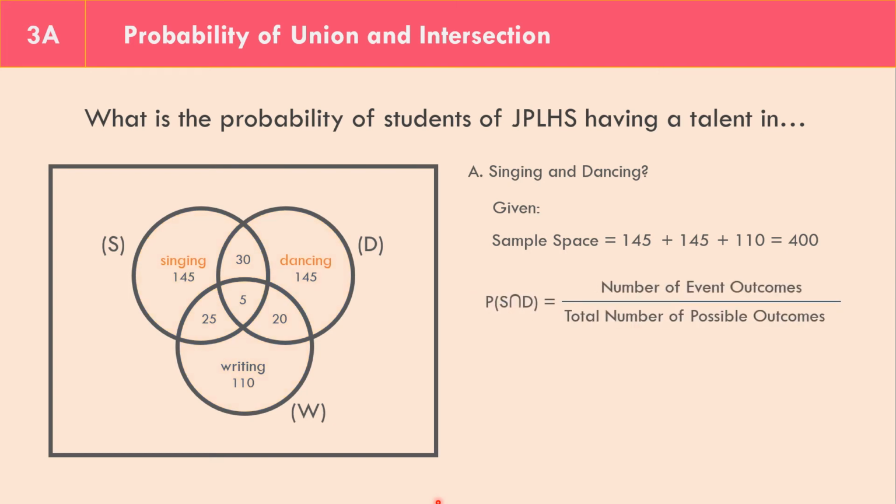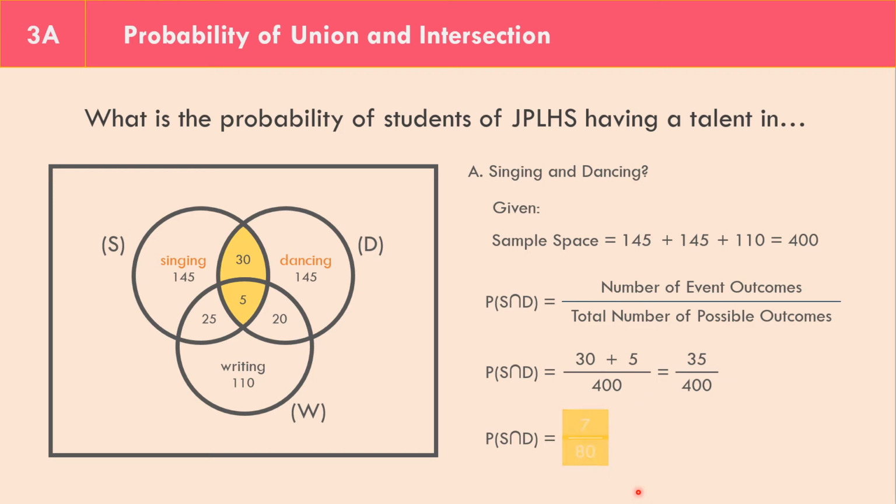So let us find now the probability of the students of JPLHS in singing and dancing. So this is the symbol for N, so intersection. So how many number of event outcomes? If this is singing and dancing, so that is 30 plus 5. So 30 plus 5, the answer is equal to 35 over 400. The lowest term of 35 over 400 is equal to 7 over 80. Because 35 divided by 5 is 7, 400 divided by 5, the answer is equal to 80.